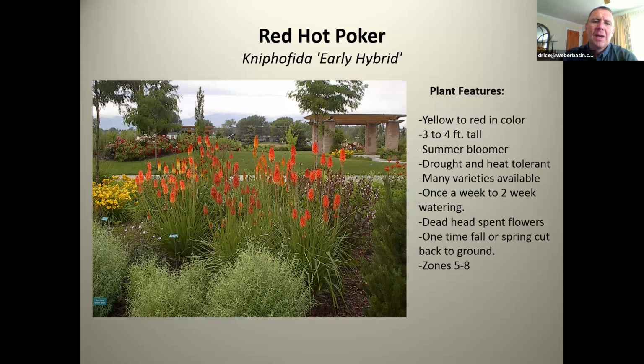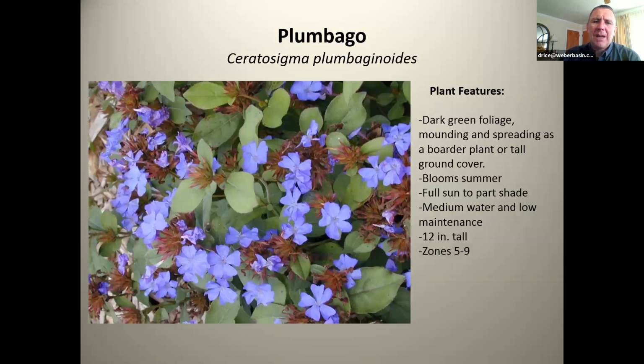We already talked about red hot pokers. I don't know, I accidentally got that in the wrong section. So plumbago is a dark green mounding, spreading border plant or tall ground cover. Some of you are familiar with this plant. It tolerates full sun, it tolerates part shade, kind of medium water to low water. It's one of those plants that almost grows in any condition, and it'll flower and be generally happy.